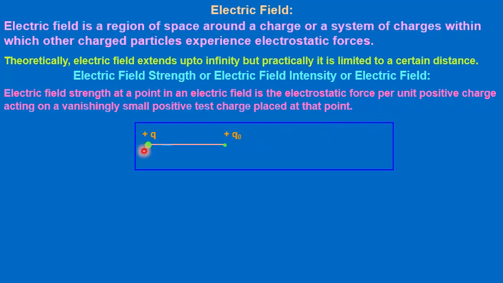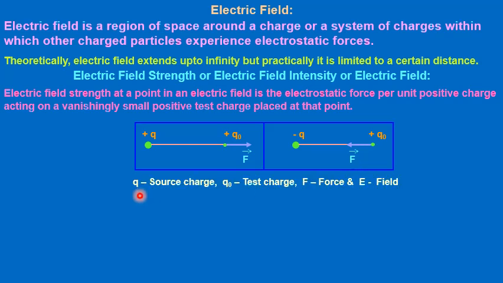Numerically, as we can see, with plus q and plus q naught, the force will act in the upward direction, and with minus q and plus q naught, we can see the force of attraction, F vector, where q is the source charge and q naught is the test charge, F is force and E is electric field. So electric field can be written as limit delta q tends to 0 of F vector upon delta q, or E vector is equal to F upon q naught, or E vector is equal to 1 upon 4 pi epsilon naught q upon r square into r cap.